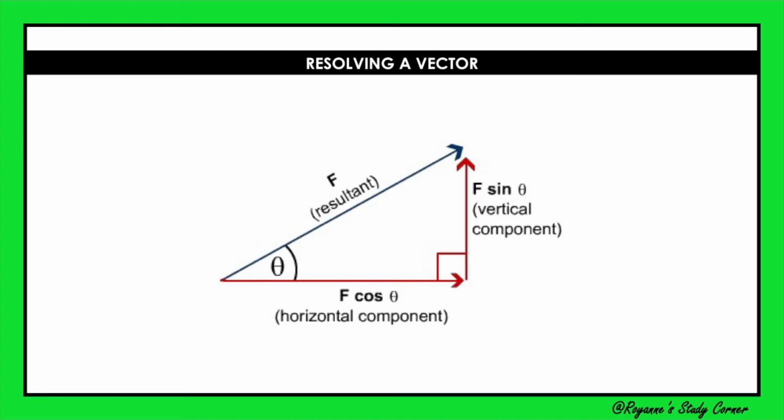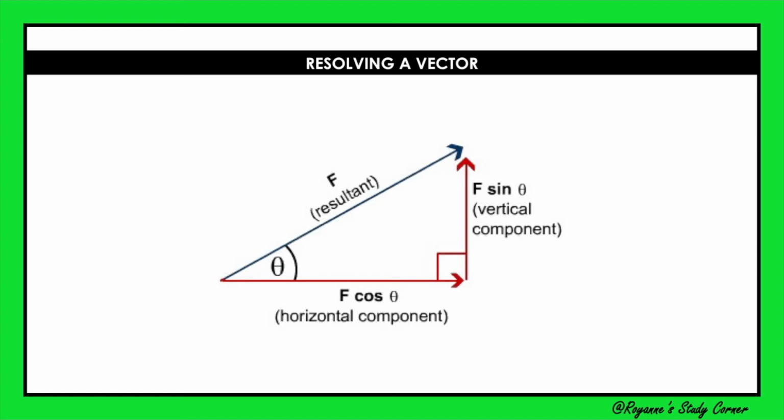What we call that is resolving a vector. And resolving a vector refers to separating a vector or resultant vector into two components, meaning a vertical component and a horizontal component, which would have been the original vectors that we combined to get that.